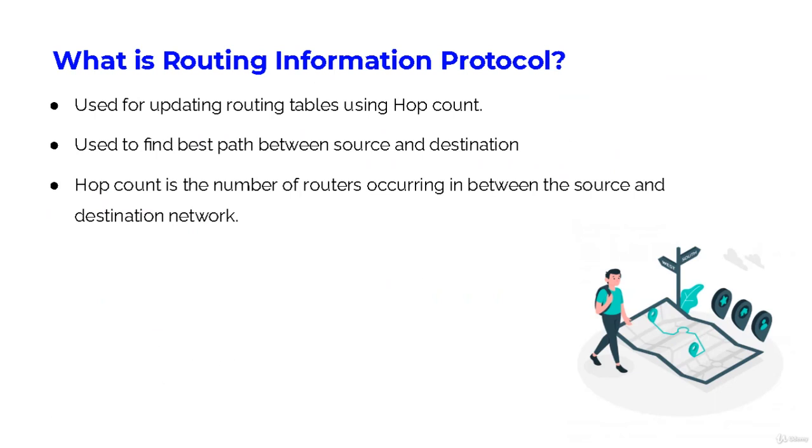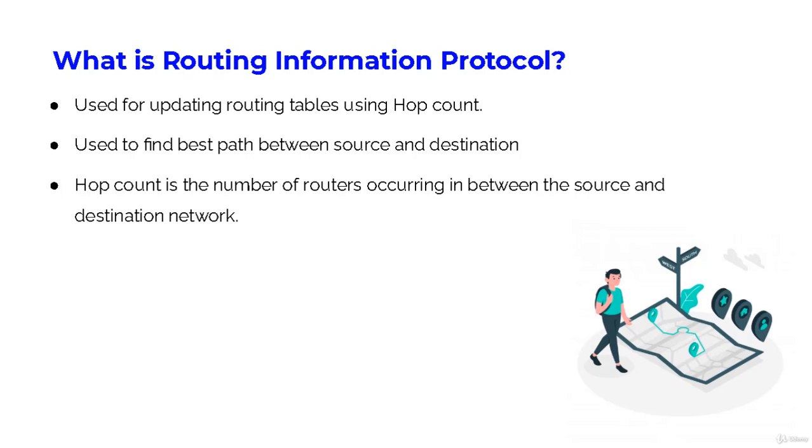What are the features of RIP? RIP updates of the network are exchanged periodically, then updates are always broadcasted, full routing tables are sent in updates, and routers always trust routing information received from neighbor routers. This is also known as routing on rumors.